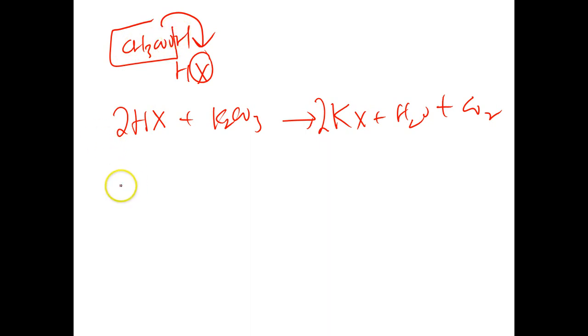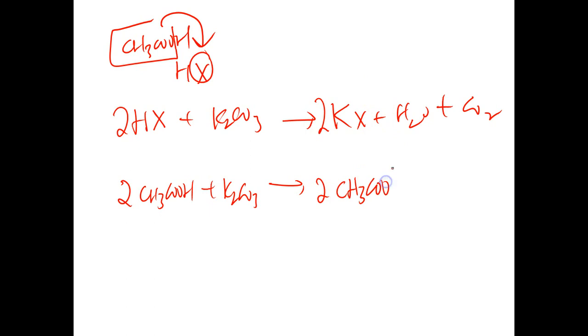So once it is balanced, now you can convert the X into your CH3COO. So what we have is 2 CH3COOH plus K2CO3 gives me 2 CH3COOK plus H2O plus CO2. Remember, for carboxylic acid equations, it is written the other way around. And there you have it, the balanced chemical equation for the acid carbonate reaction.